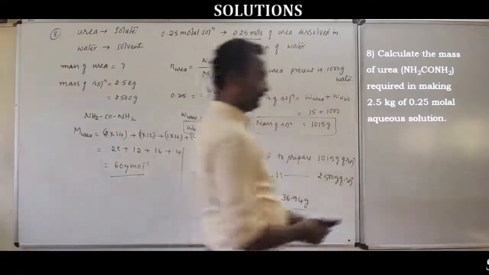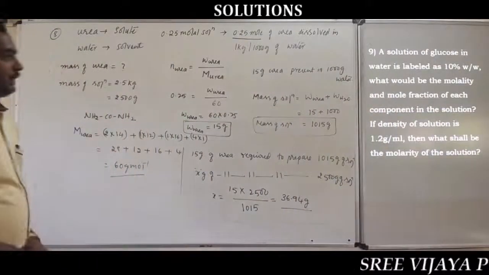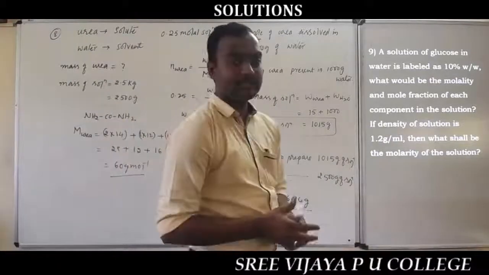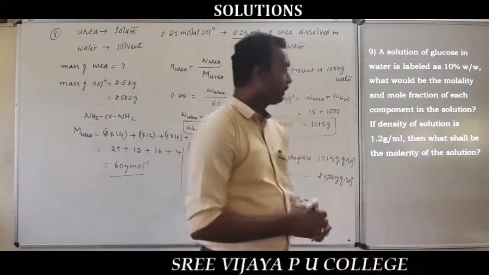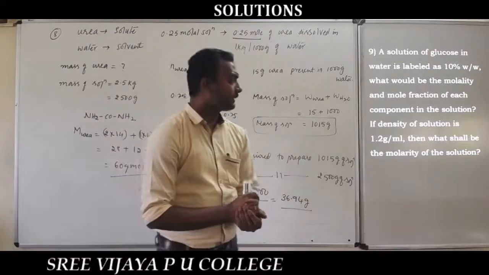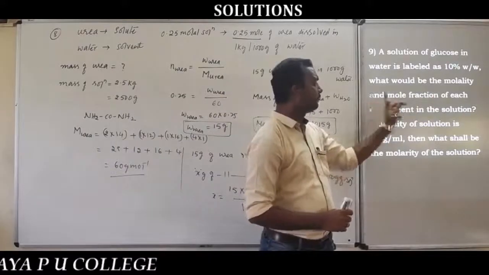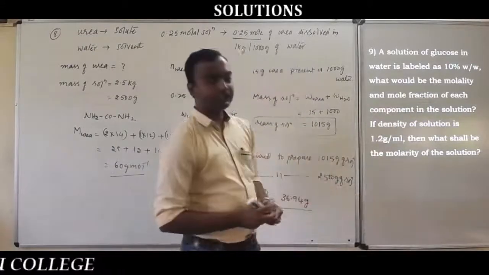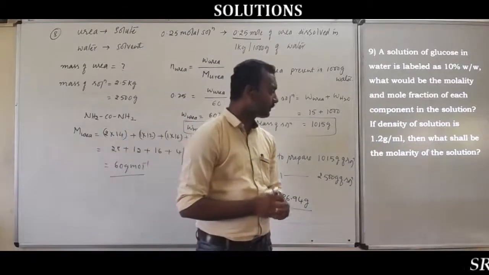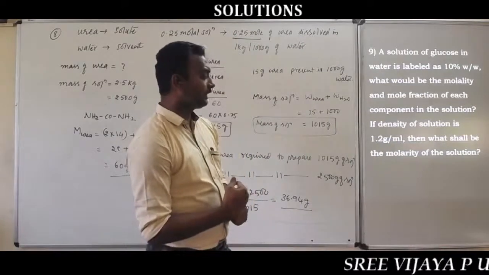Okay. Next question. A solution of glucose in water is labeled as 10% W by W. W by W is nothing but mass percentage. What would be the molality, and mole fraction of each component in the solution. The given hint, if density of solution is 1.2 gram per ml, then what shall be the molarity of solution?